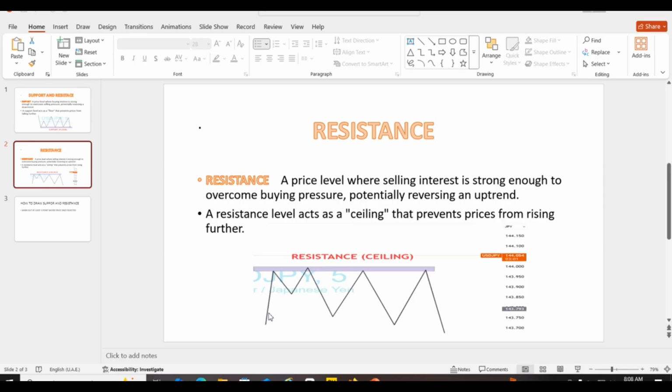Now let's look at this chart. See here, the market comes here, it rejects, it comes here, it rejects, it comes here, it rejects, and it comes here, it rejects. Okay, so simply this is exactly what we mean. This area you see is a strong resistance area.